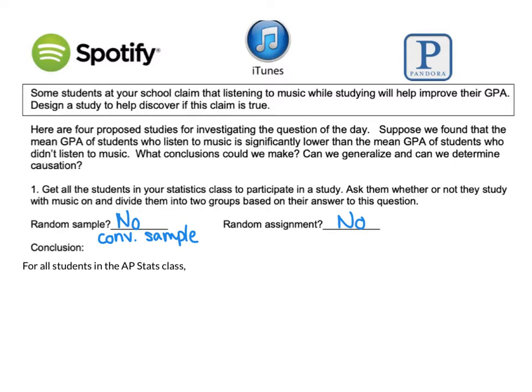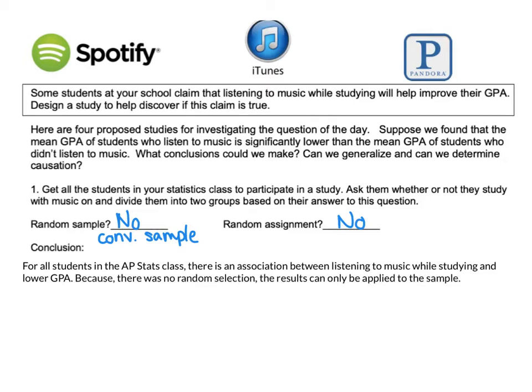So what conclusion can I make? I begin by stating who I can generalize this to. Since I did not have random selection, I cannot generalize it to a population. So it only applies to my sample. So what was my sample? It was just the students in the stat class. So I say, for all students in the AP Stats class, there is an association between listening to music while studying and lower GPA. I can't say causation here because I didn't have random assignment. And I finish by saying, because there was no random selection, the results can only be applied to the sample.